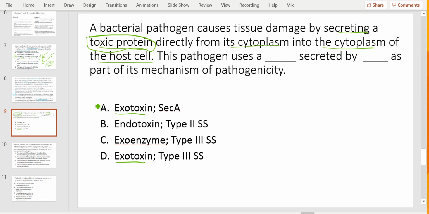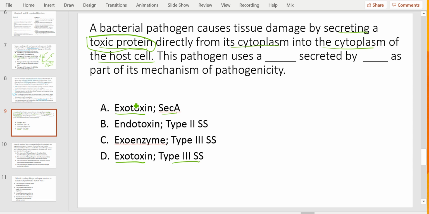Much higher specificity. And those are both different than endotoxins, which, remember, is just another word for LPS. So endotoxin is an actual part of gram-negative cells that just sets off a big cytokine storm if it gets in the body, and it's really not anything that the pathogen itself is trying to do. And so we know this one's going to be either A or D, because we've got an exotoxin secreted by some mechanism. And the options that they gave us were Sec-A or a type 3 secretion system.